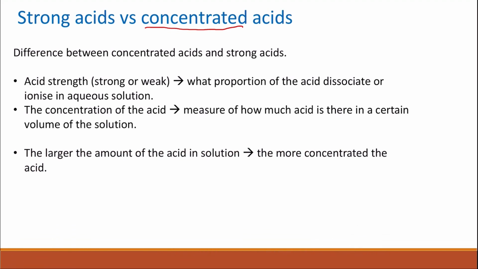The pH of any acid will decrease if the concentration of the acid increases, whether it's a weak or strong acid. So if you have a weak acid or a strong acid and you increase the concentration, then the pH will decrease because the hydrogen ion concentration in the solution will increase.